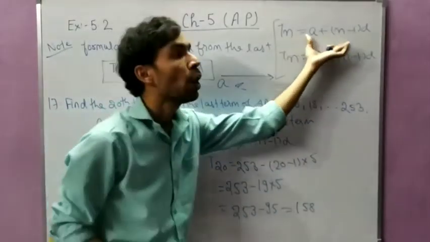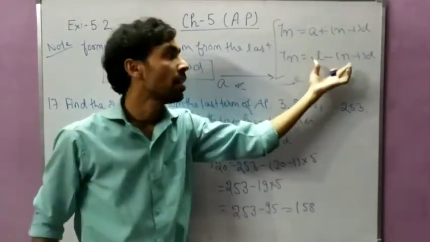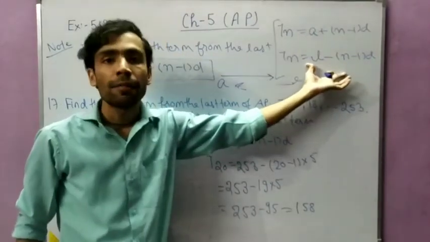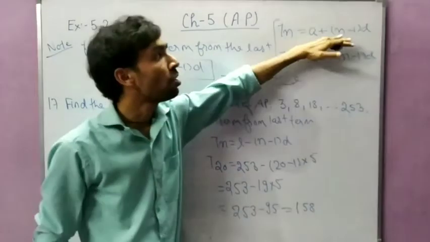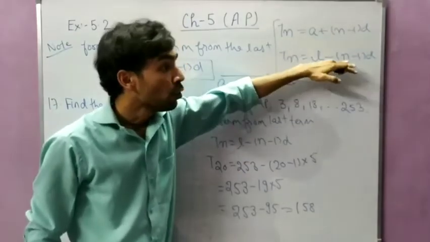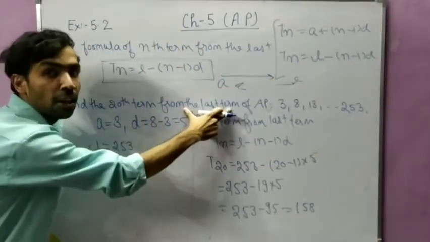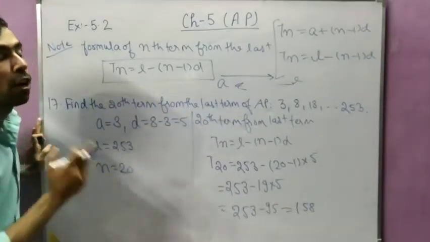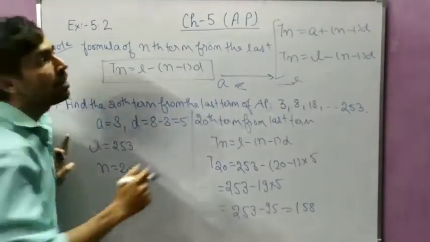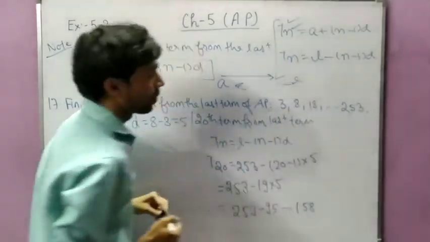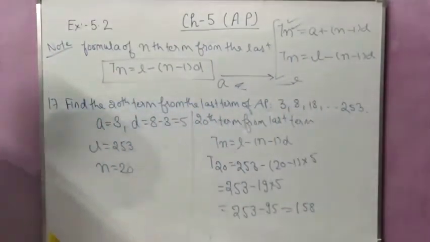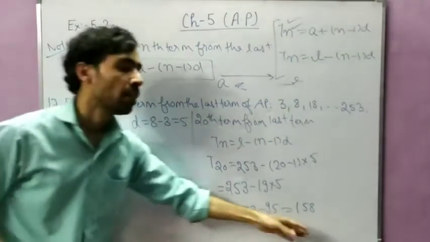So it is the formula of nth term from the starting, and it is the formula of nth term from the last. Mostly we use this formula only. We use the second formula only in that case when it is written in the question from the last. If from the last is not written, it means you have to use this formula only. Okay. So the 20th term from the last is 158.